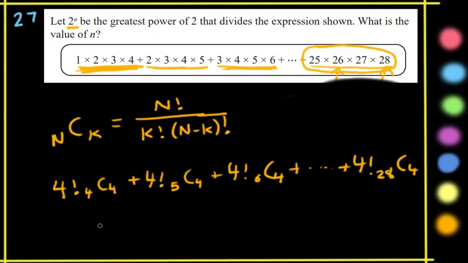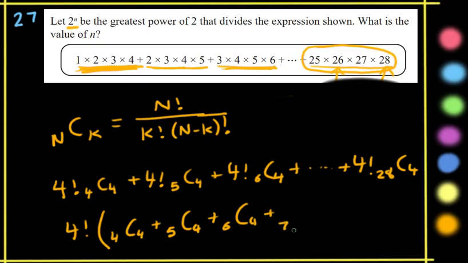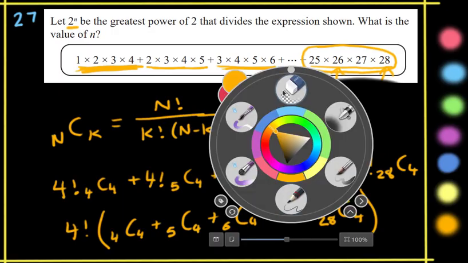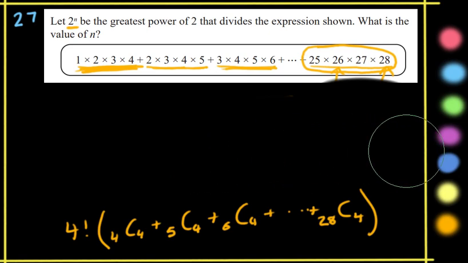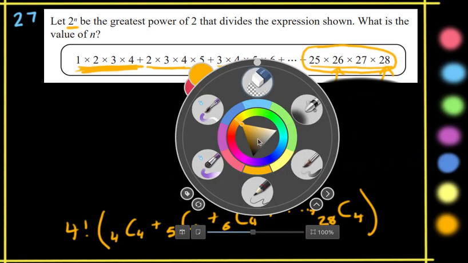And of course we can pull the 4 factorial out. That gives us 4 factorial times 4 choose 4 plus 5 choose 4 plus 6 choose 4 plus 7 choose 4, and I'll just do a dot dot dot at that point, plus dot dot dot plus 28 choose 4. And the thing is that we need one more trick here, and that is that when you add up all these n choose 4s, you actually get something that's an n choose 5. So let me show you why that is.